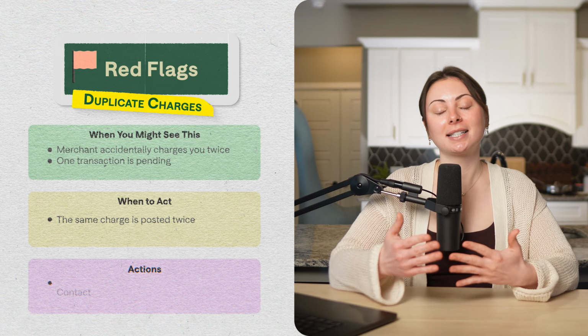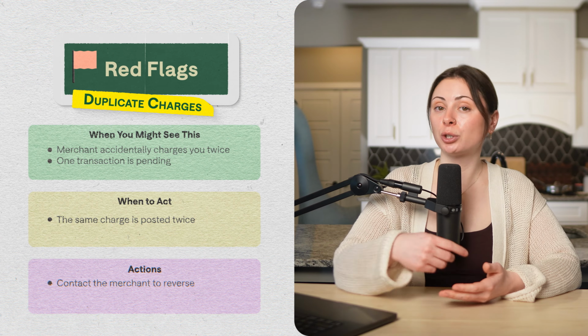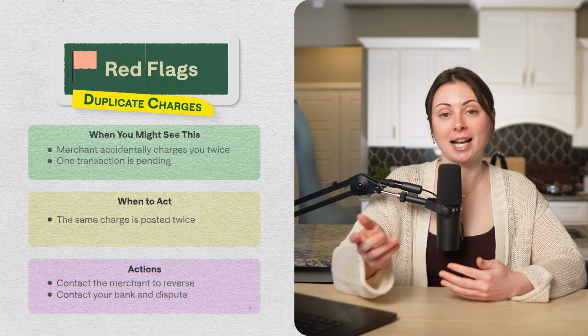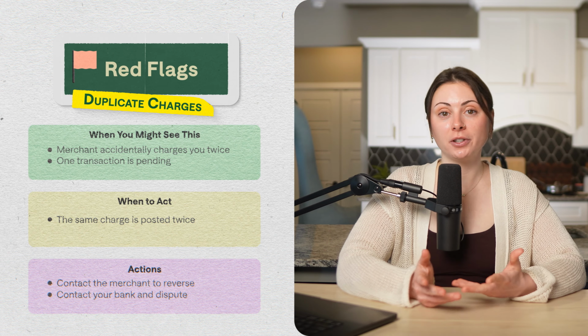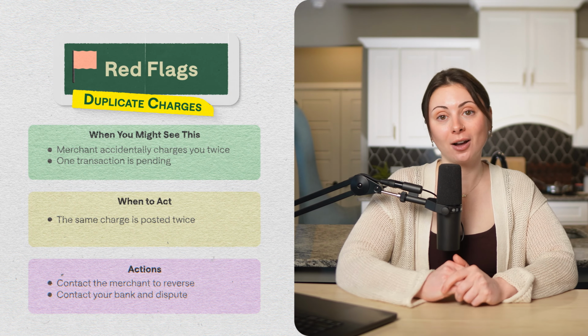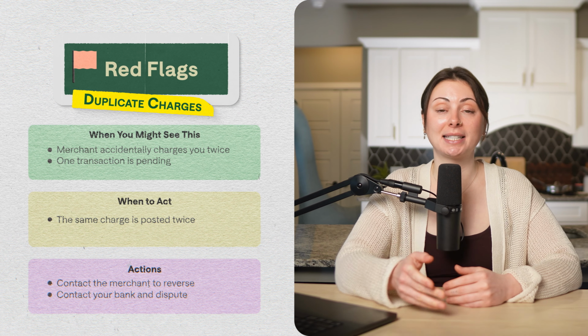You can start by contacting the merchant directly because they may be able to reverse the duplicate charge. If that doesn't work, you can contact your bank and dispute the transaction. This is one of the reasons I recommend reviewing your transactions at least once a week. You don't have to obsess over your account every hour, but you do want to catch mistakes early.